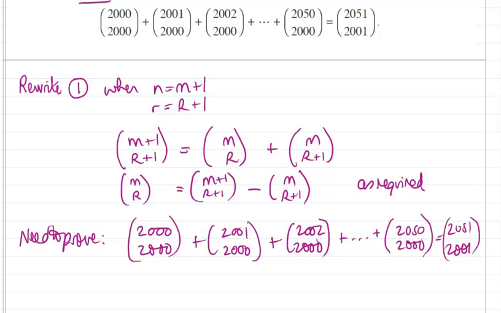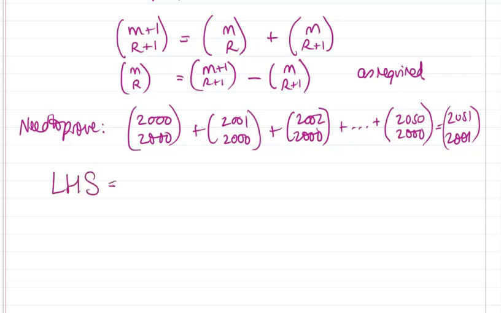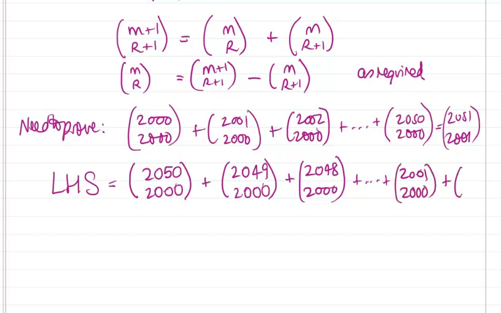All right, let's take that left-hand side and rewrite it in a different order. So the left-hand side equals 2050 choose 2000, plus the next term would be 2049 choose 2000, plus 2048 choose 2000, and so on, all the way down to 2001 choose 2000, plus 2000 choose 2000.